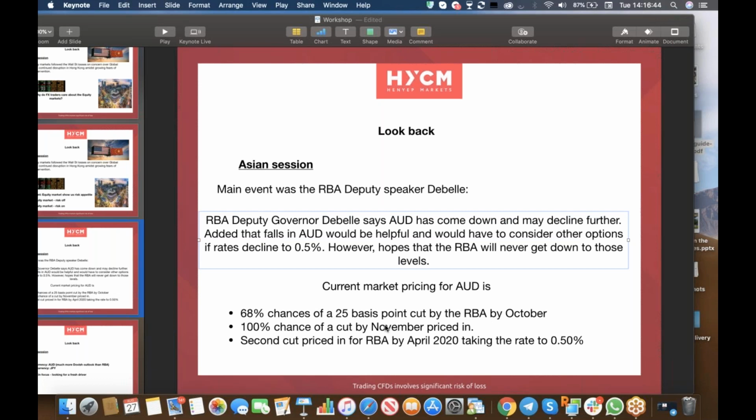We'd expect the Australian dollar to immediately rally. We'd expect immediate dollar strength, and the reason we expect immediate dollar strength is because of the context that we're in now, that the market is expecting a 25 basis point cut by October and a 100% chance of a cut by November, okay? So it's all about understanding the market context. So when you zone in on the market context, you then get to see the change in the narrative, and that's what you're trying to do, okay?